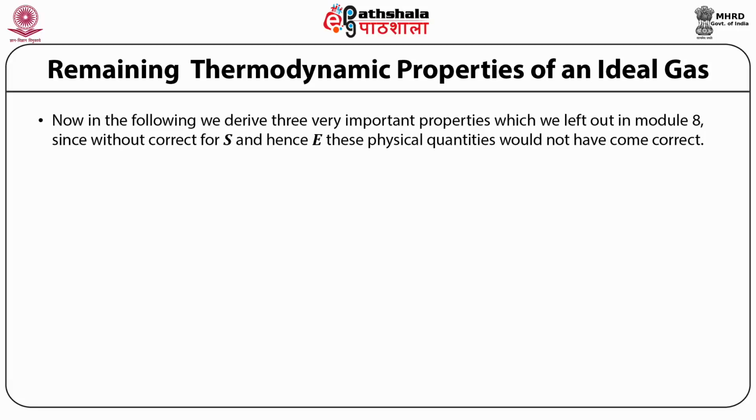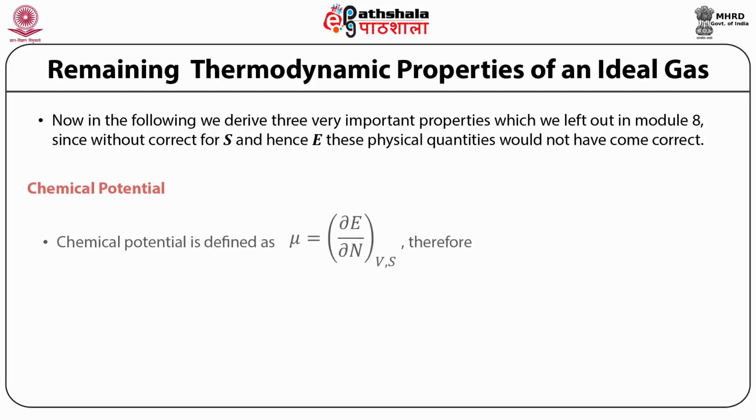Now in the following, we derive three very important properties which we left out in module 8, since without correct S and hence E, these physical properties would not have come out correct. So let's look at first the chemical potential. Chemical potential is defined as mu is equal to partial derivative of E with respect to N at constant V and S.